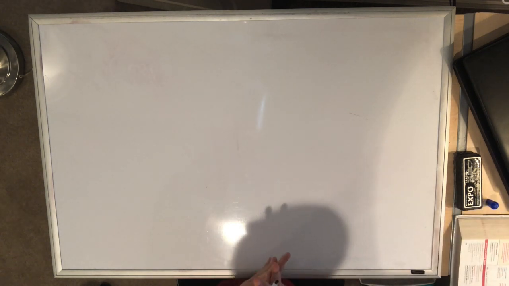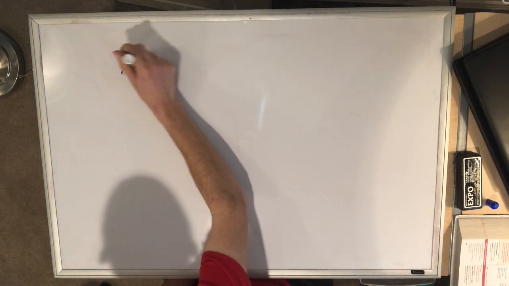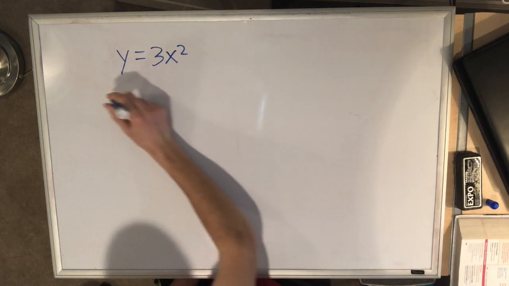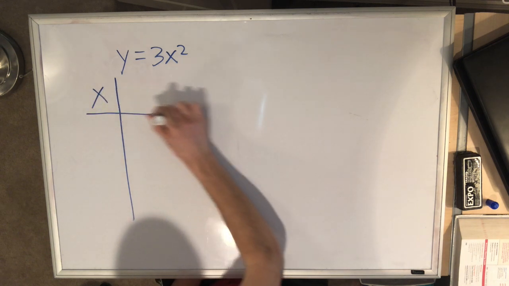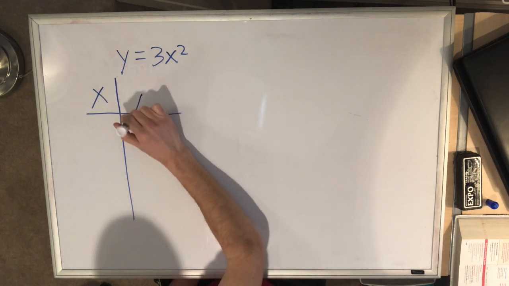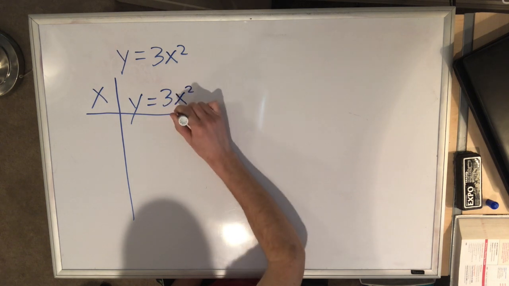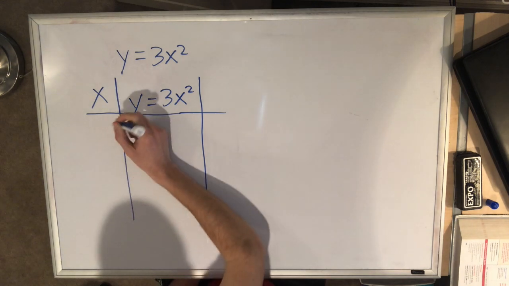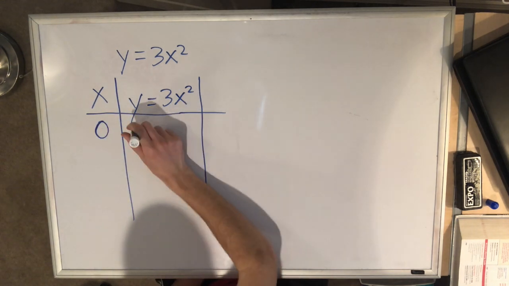So let's make a table of values to graph y equals 3x squared. We're using the plotting points method, which is really the only method you can use to graph quadratic equations. This is a quadratic equation because the highest power of the variable is 2. Let's pick convenient numbers to substitute in for x. The most convenient number to substitute in for x is usually 0.